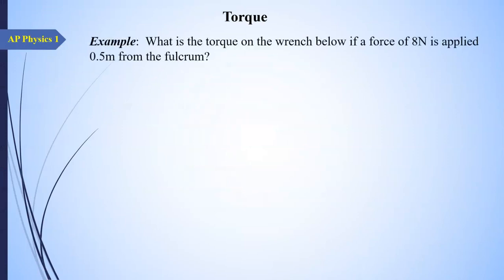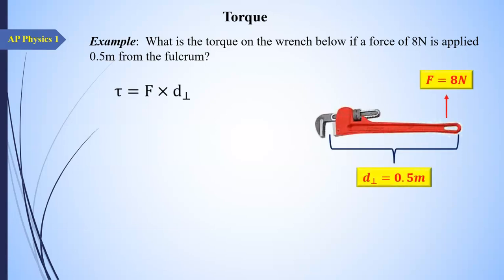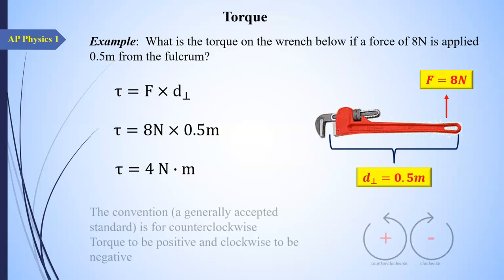Example: what is the torque on the wrench below if a force of 8 newtons is applied 0.5 meters from the fulcrum? So there you see the situation right there. There's the formula. You simply plug in the numbers, and it's 8 newtons times 0.5 meters. So that would be a torque of 4 Newton meters.